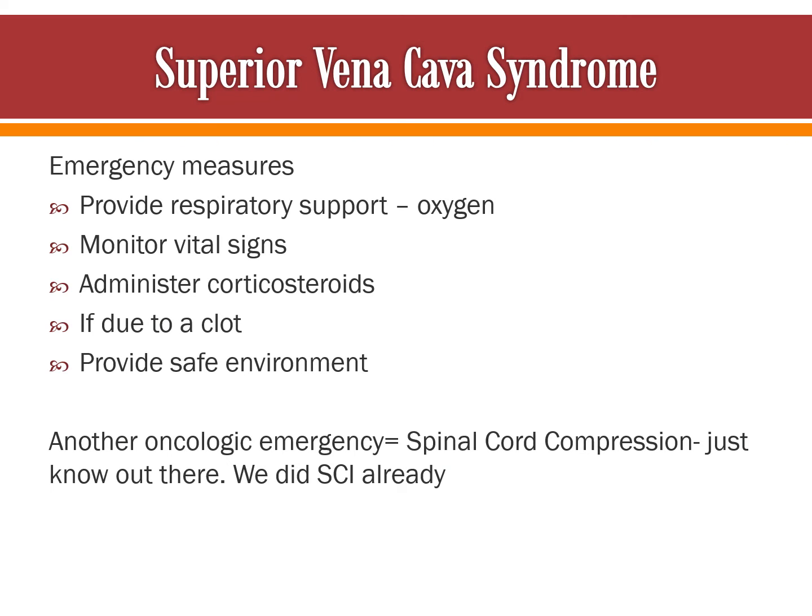Some of your emergency measures: for sure, you're going to do respiratory support. You're monitoring vital signs, administering corticosteroids if there's inflammation there. If it's due to a clot, whatever the cause is, if there's a thrombus, then we need to take that clot out, right? So we're going to give things like thrombolytics, essentially, or if we need to bypass the clot, maybe we can't get it out, then maybe we're going to put in a stent or something and bypass it.